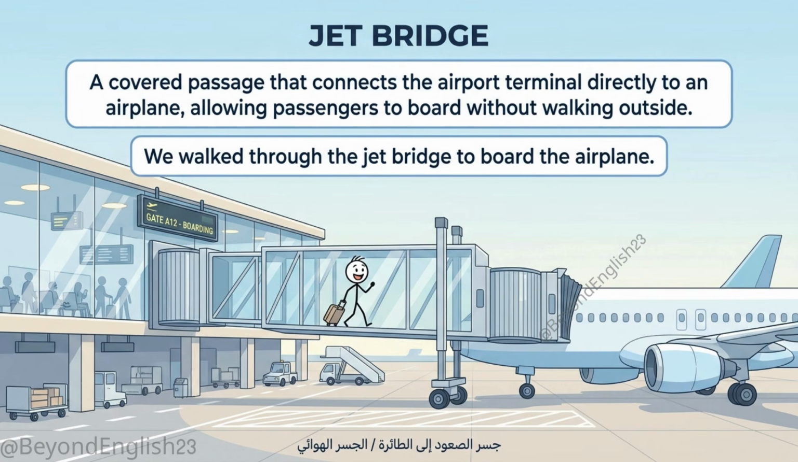13. Jet bridge. A jet bridge is a covered walkway that connects the airport terminal directly to the airplane door, allowing passengers to board and leave the aircraft comfortably. Example, passengers walked through the jet bridge to enter the airplane.